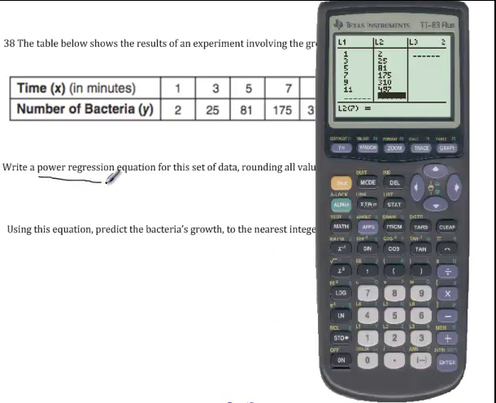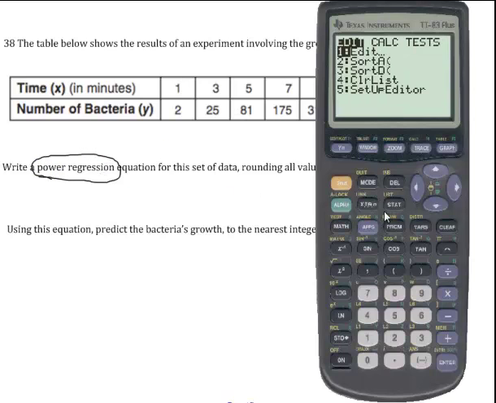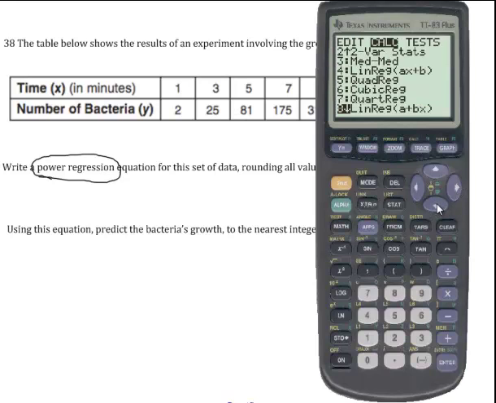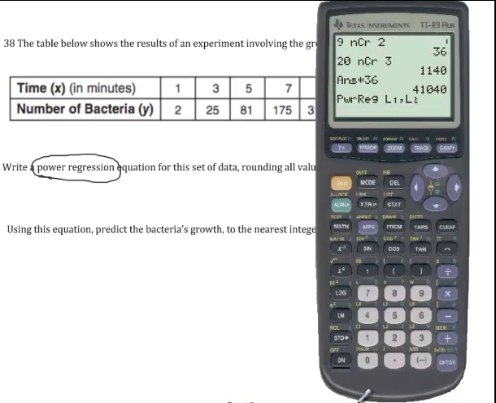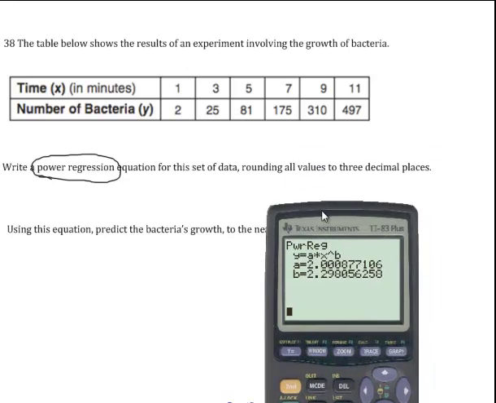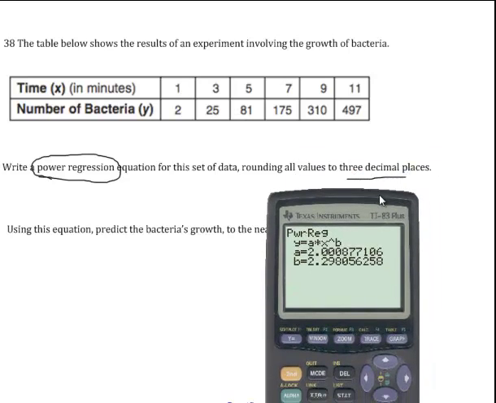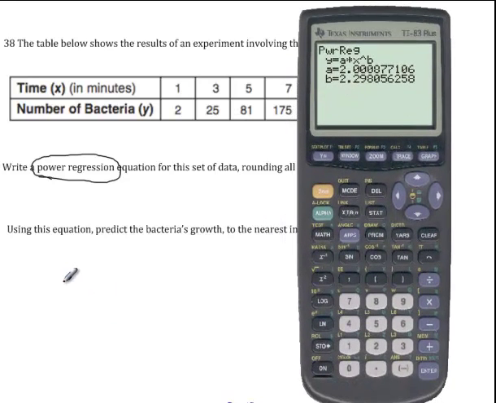Write a power regression. Okay, so I'm going to come over here. I'm going to go into stat. I'm going to calculate. I go down to a power regression of list 1 and list 2. And where do they want me to round my values to? 3 decimal places.